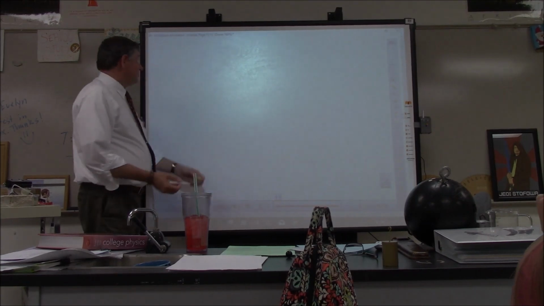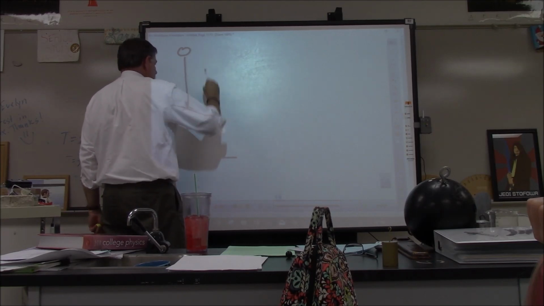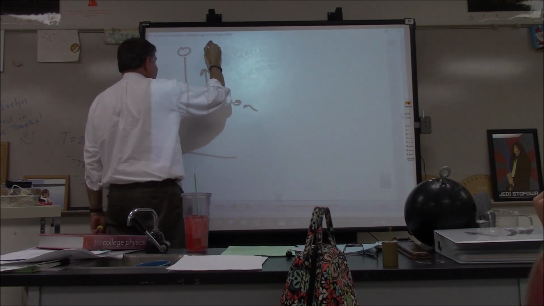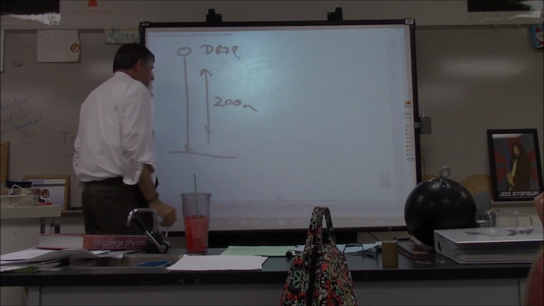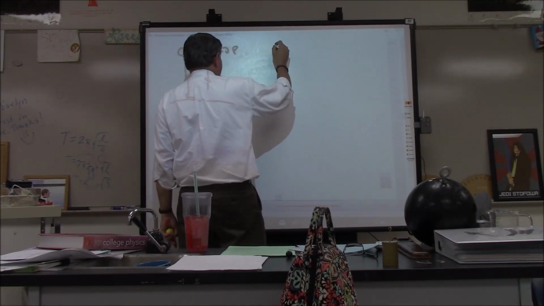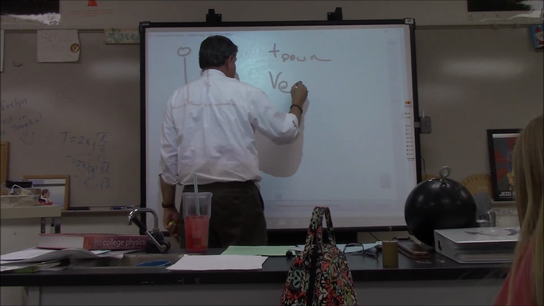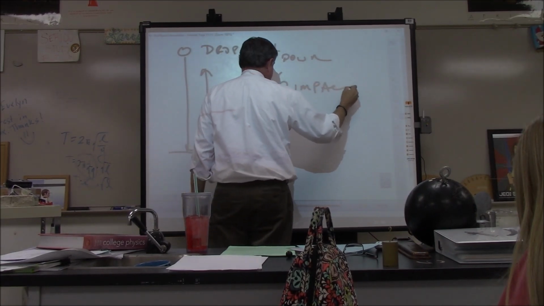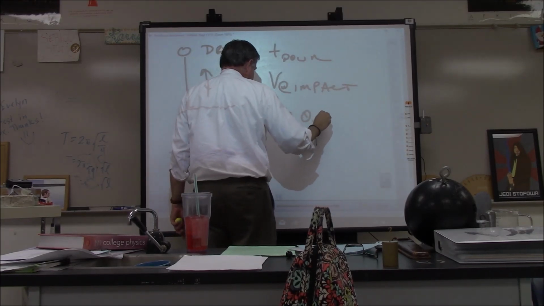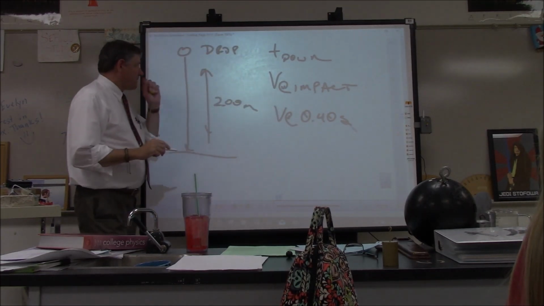Let's say that I'm going to hold Gary up here, and I tell you that Gary is going to be dropped from a height of 2 meters. I'm going to drop it like this. Boom, let him fall. And so from that, I want to find the time down, the velocity at impact, the velocity at, I don't know, 0.40 seconds, and that's it.